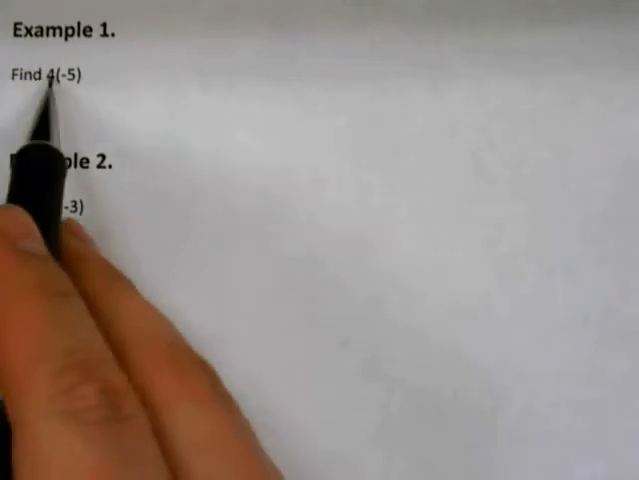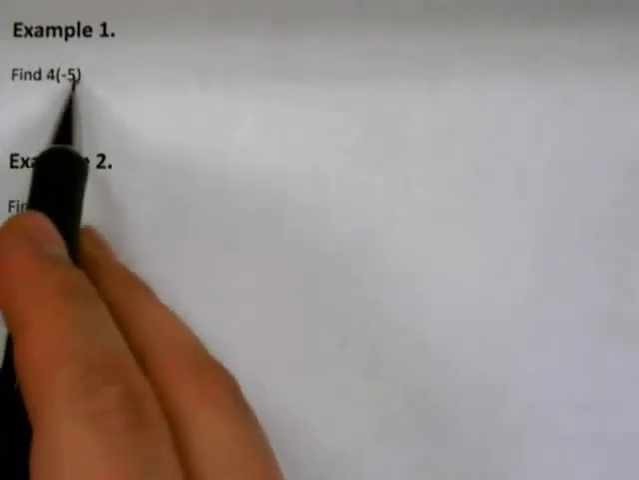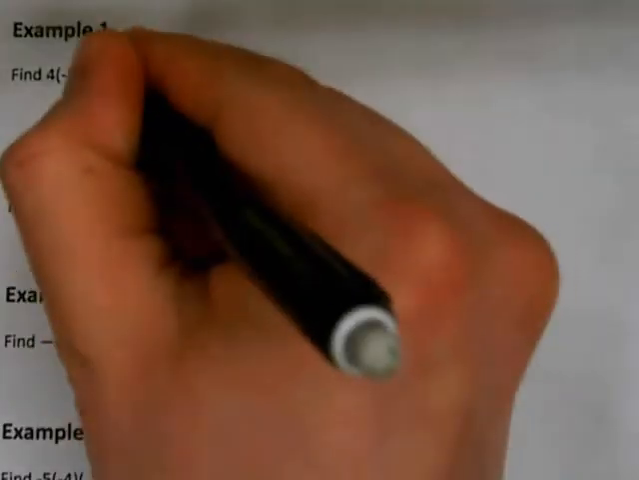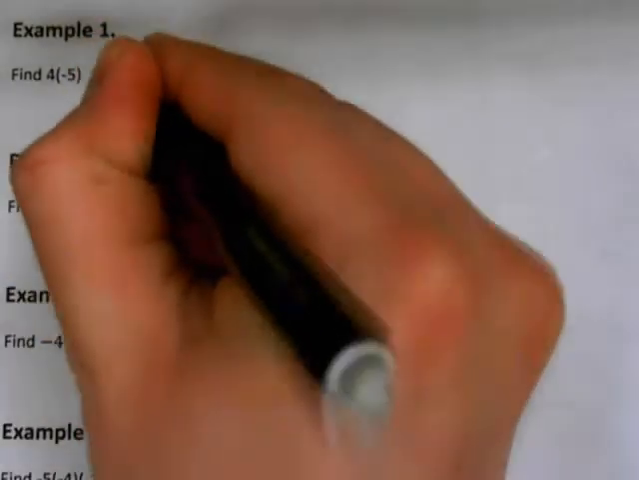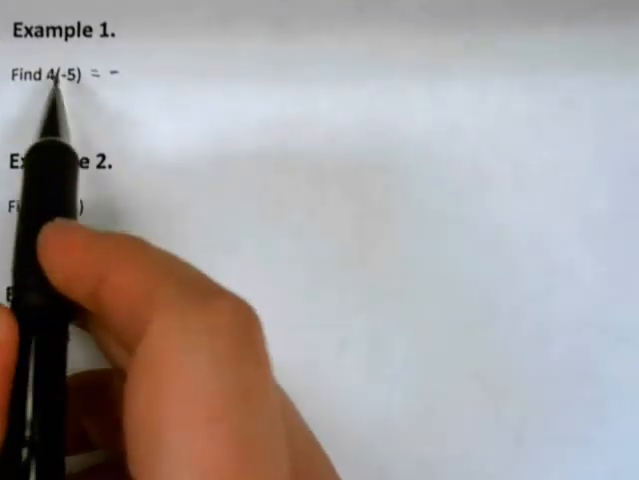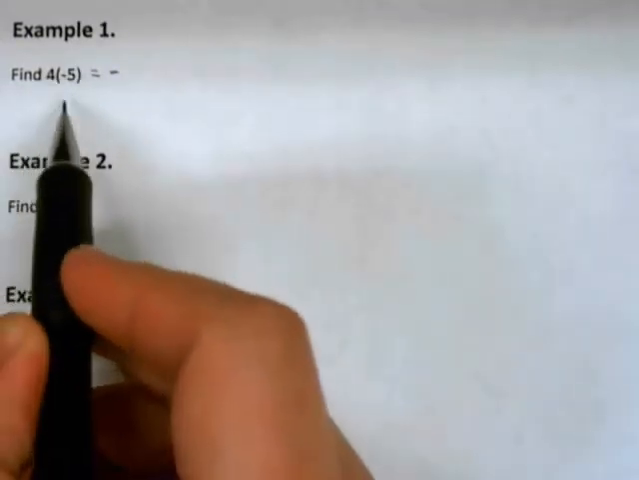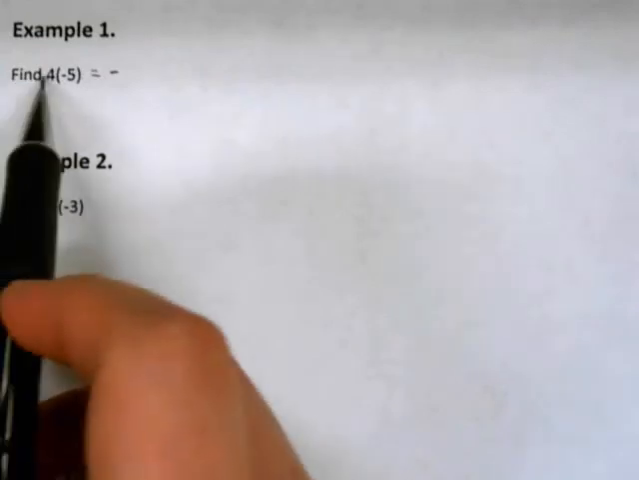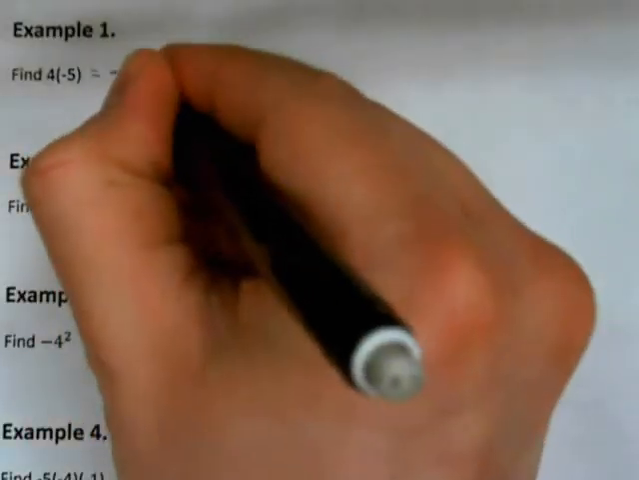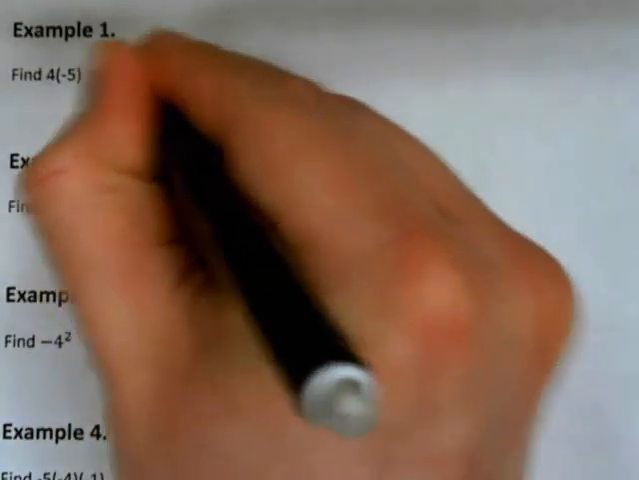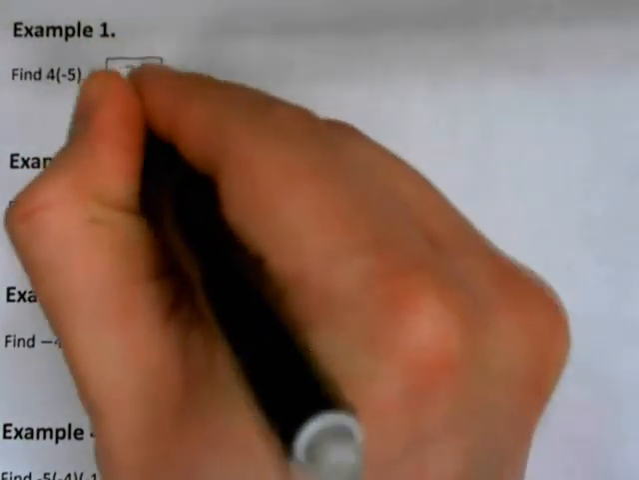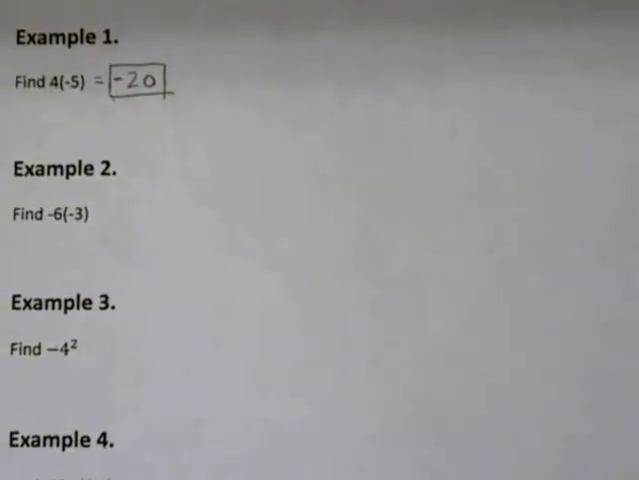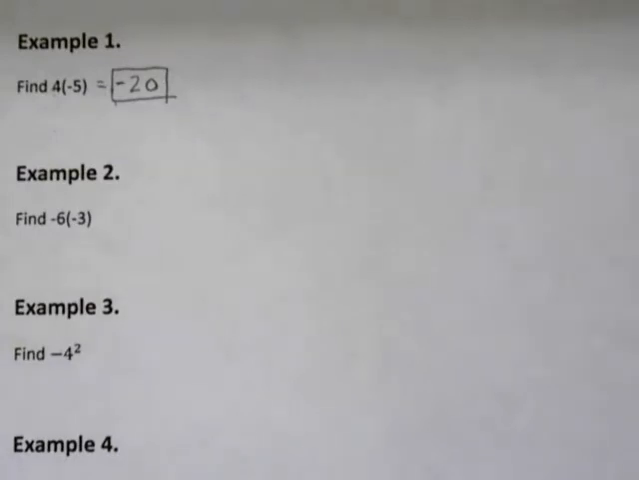So if we're finding 4 times a negative 5, the first thing we do is know that our answer is going to be negative, because we have one negative number and one positive number. They're different signs, so it's going to be a negative answer. Now, 4 times 5 is 20, so our answer is negative 20. Honestly, this whole lesson about multiplying integers is pretty simple. It takes exactly what we've been doing with just multiplying anyway, and applies it a little bit with integers.